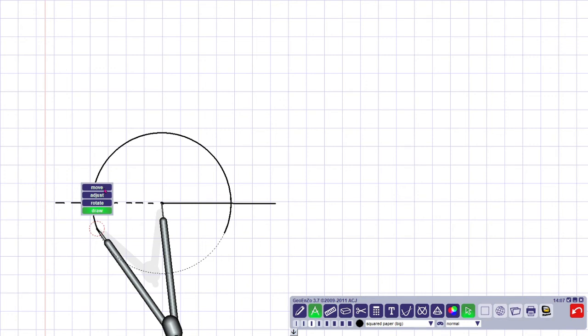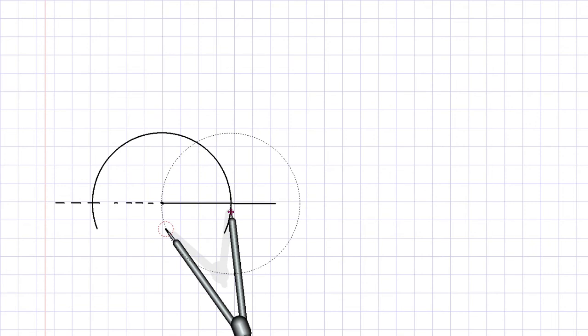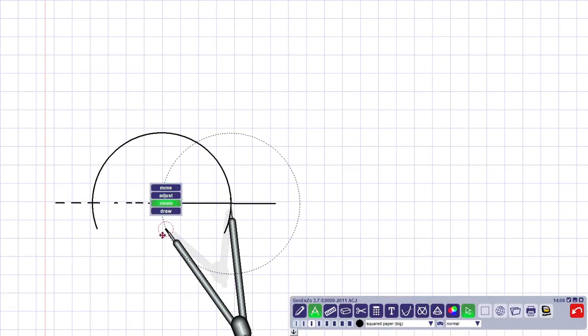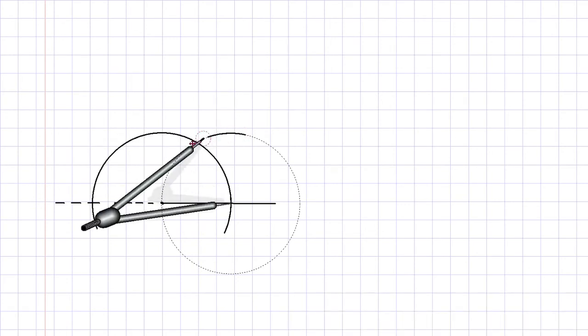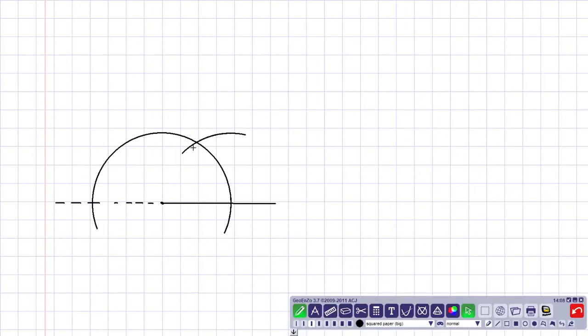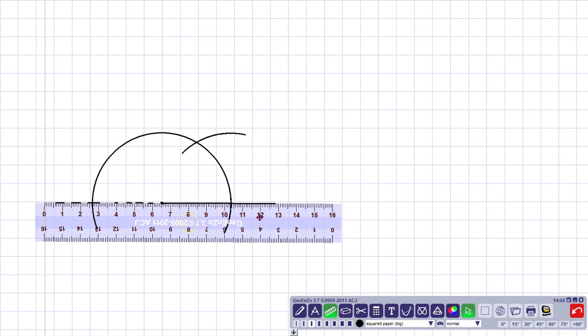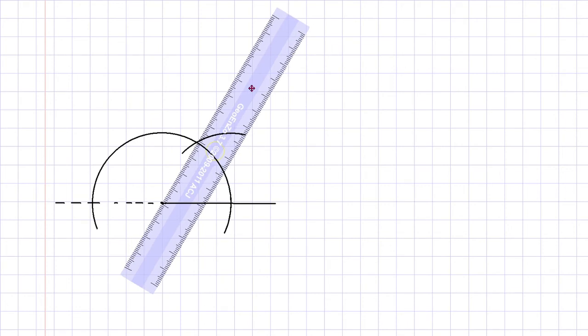Without changing that radius, I will draw 60 degrees angle. So this is 60-degree angle. If we join this point and this point, we can get the 60 degrees angle. I will join that using a dotted line because I want to get 75 degrees angle.